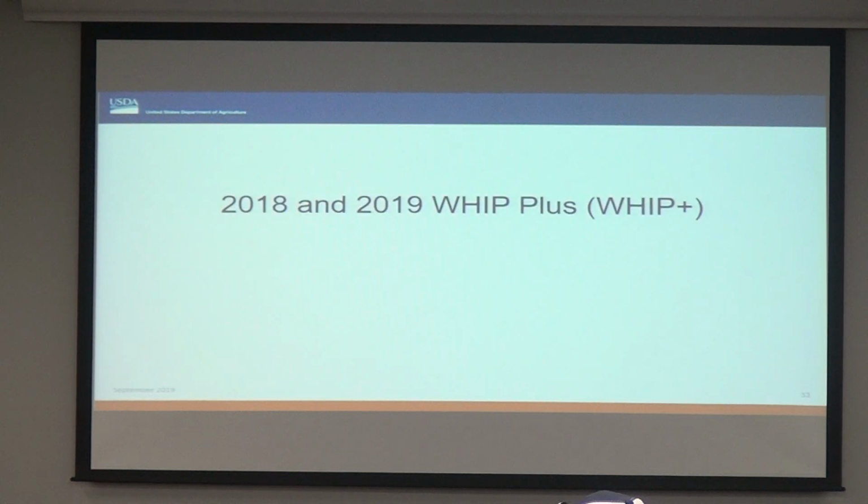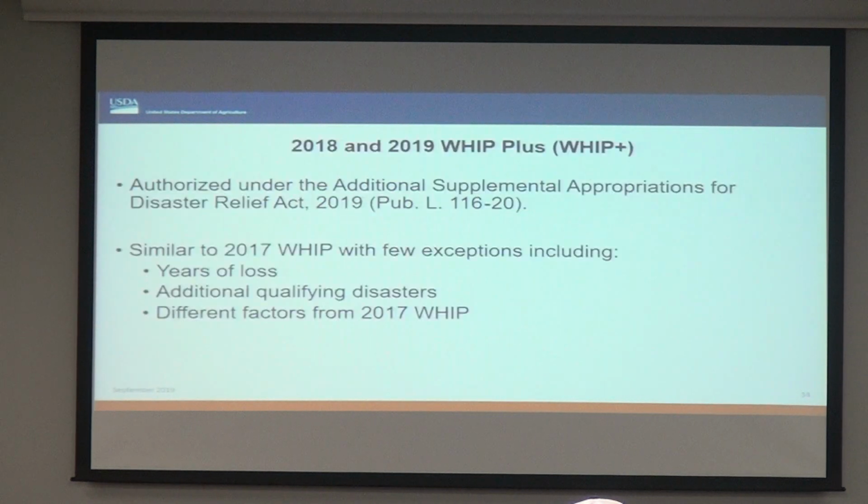You want me to continue with WIP Plus? Okay. All right, now I'll talk about WIP Plus, as it's called. This is for 2017-2018 disasters. And this was authorized under the 2019 disaster program. It operates similar to 2017 WIP.